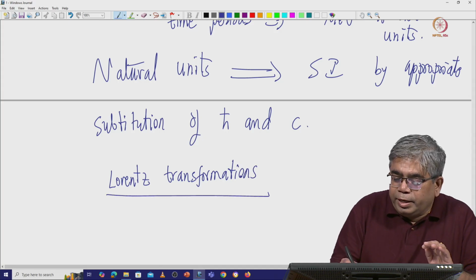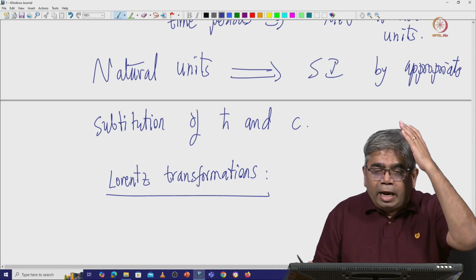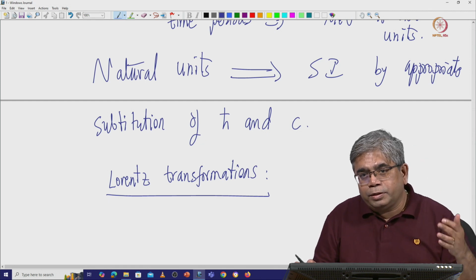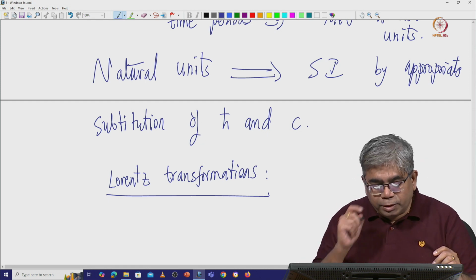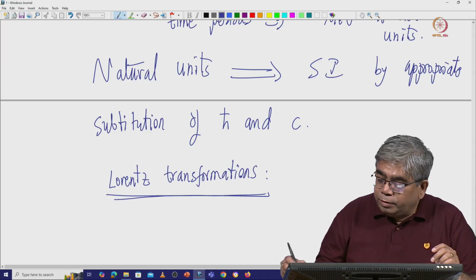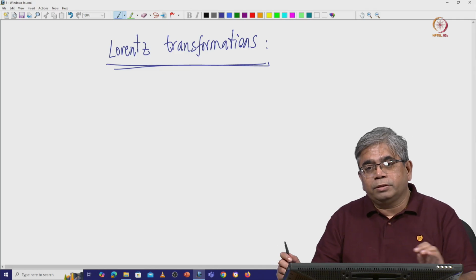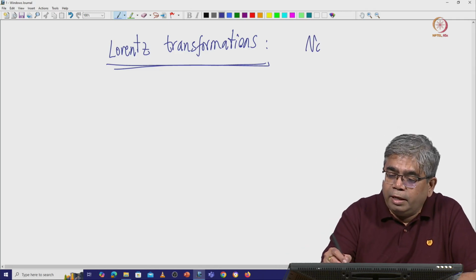And the way I am doing it is such that I will use it later on to define the Lorentz group. That is the reason why I am introducing you in this particular fashion. I will define the Lorentz group later on, but here I will just set the notation, because today is only the notation day.